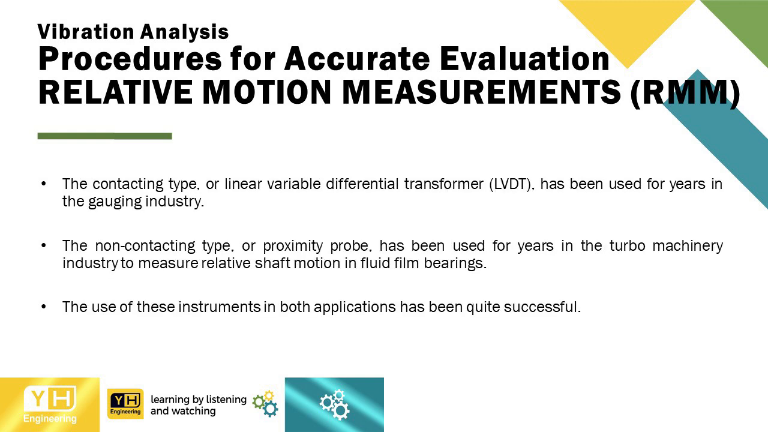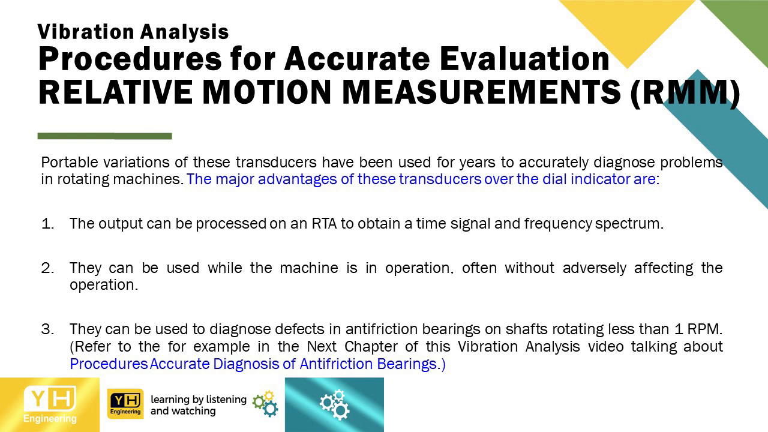The contacting type, or linear variable differential transformer (LVDT), has been used for years in the gauging industry. The non-contacting type, or proximity probe, has been used for years in the turbo machinery industry to measure relative shaft motion in fluid film bearings. The use of these instruments in both applications has been quite successful. Portable variations of these transducers have been used for years to accurately diagnose problems in rotating machines.